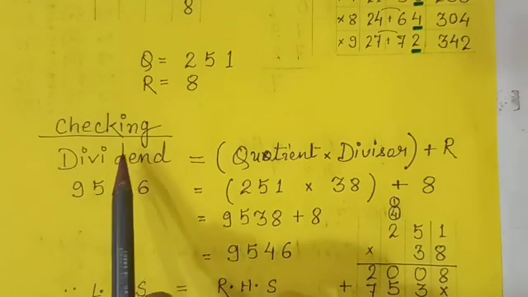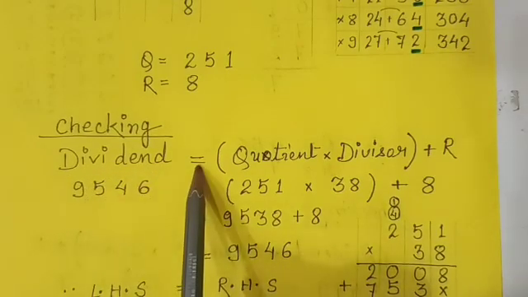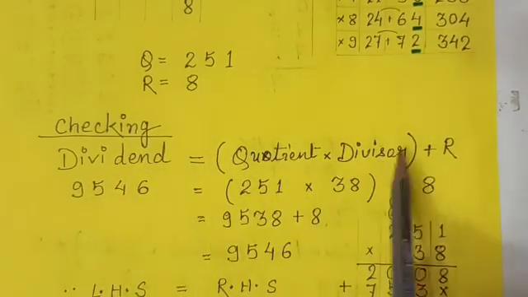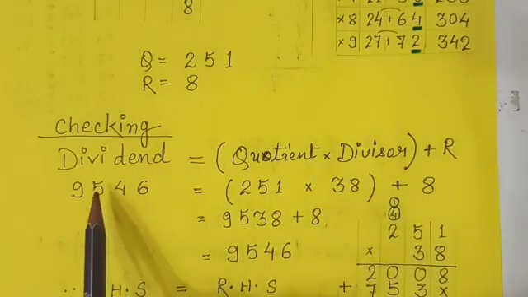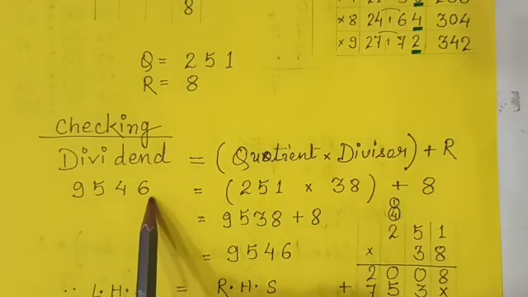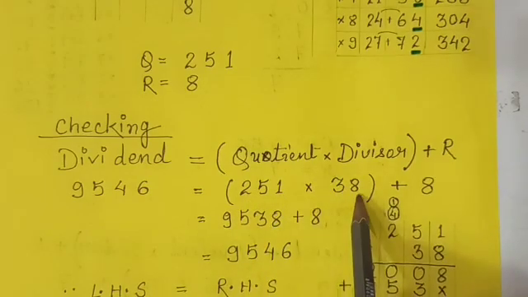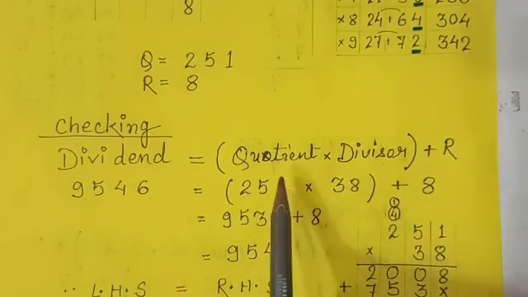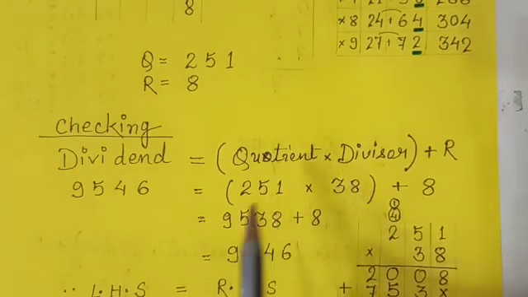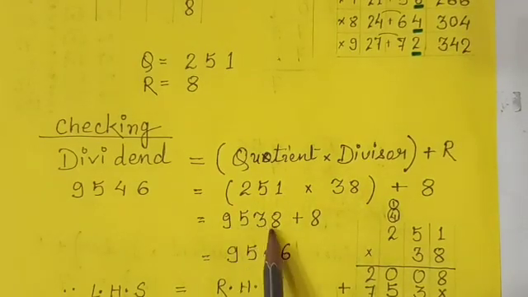Now, we have to check the division. Dividend is equal to quotient into divisor plus R. Dividend is 9546. Quotient 251, and divisor 38, and remainder is 8. When we multiply these two numbers, our product is 9538.